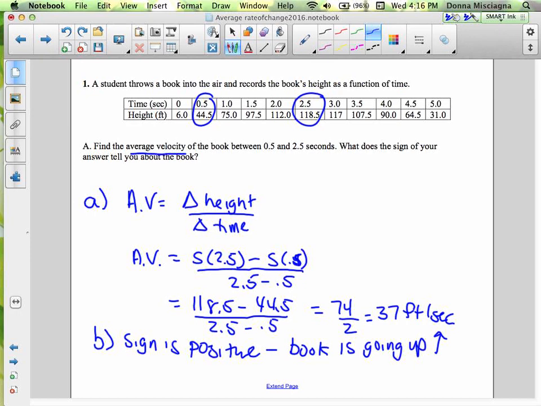So this was positive, book's still going up. All right, at some point, it's going to switch and start going down. And we can actually see that the position values are getting lower after 2.5 seconds. All right, so you should be able to find average velocity from a table of values. That wasn't hard, was it?